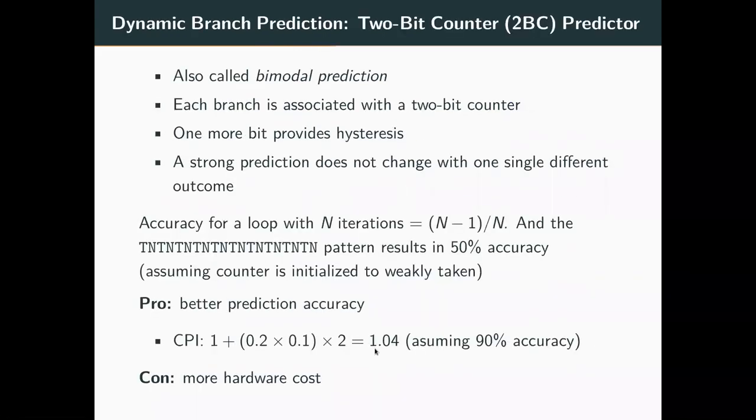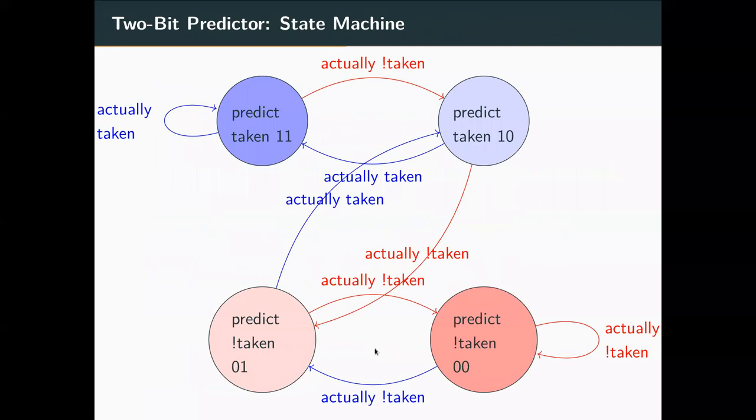The con, however, is more hardware, right? We have to store 2 bits instead of 1. We have to potentially do more logic as well. So I think it's useful to look at a state machine for all these. And this is the state machine for our 2-bit predictor.